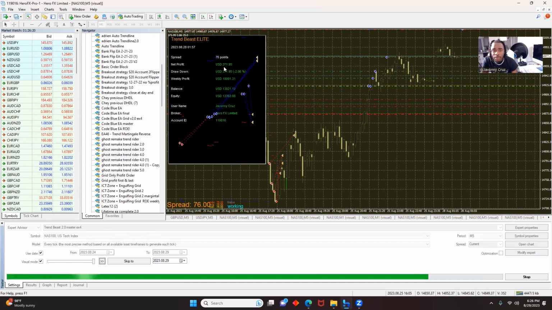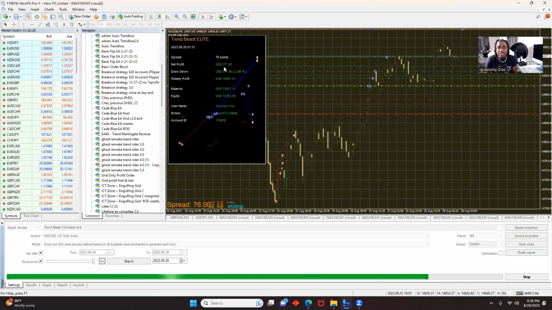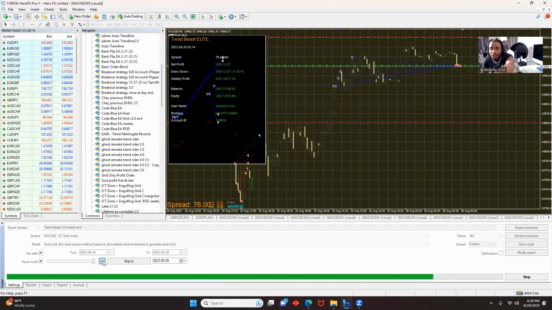$371 on floating profit. What people love about the Trend Beast, what I love about the Trend Beast is you are always going to see profit. It's up to you to take the profit though. You know what I'm saying? It gave you great entries. It's taking advantage of the trend, how it's coded to do. Sometimes you just got to take a profit. Boom, it takes profit right here.